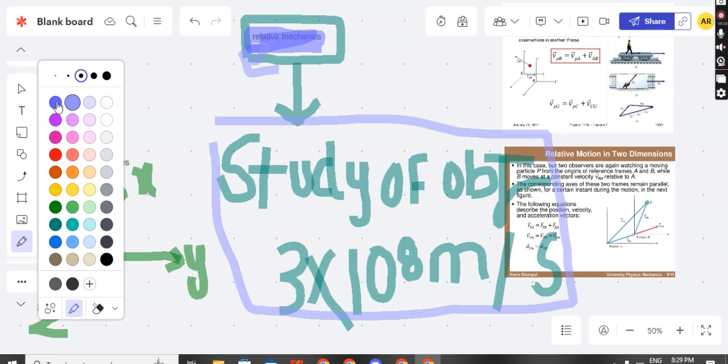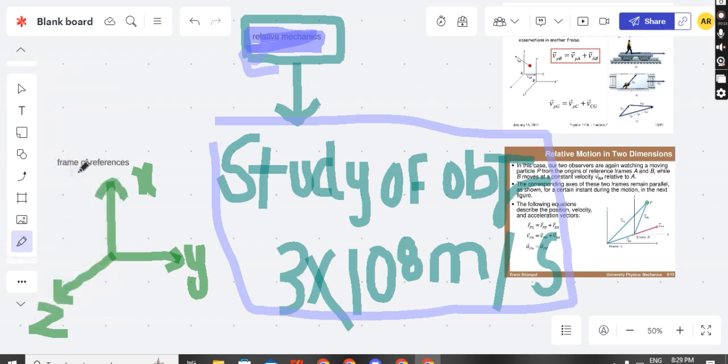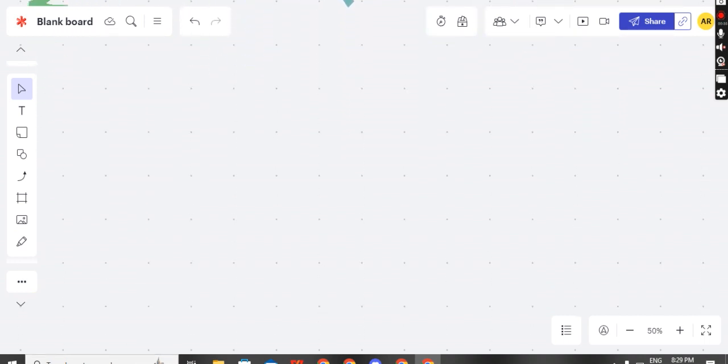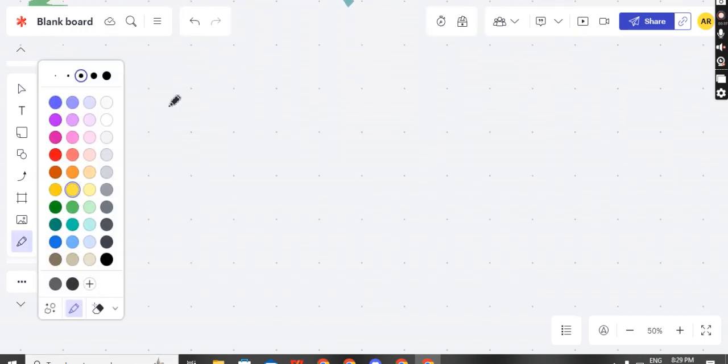modern physics, right? Now, what is a frame of reference? A frame of reference is a three coordinate axis, right? 1, 2, and 3 are coordinate axes. When we talk about modern physics, we are mostly concerned with frames of reference. Now, for instance, considering a frame of reference, this is the x, y, z coordinate axis. This is x, this is y, and this is z.